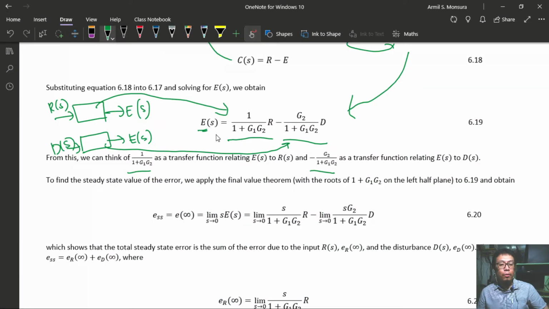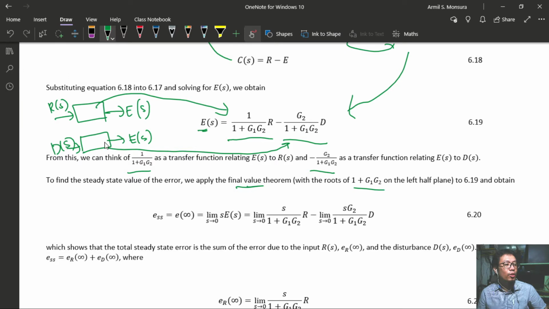Now, this is your error signal. What we are interested in is the steady state error. We will be able to find the steady state error by applying the final value theorem, and making sure na yung roots of 1 plus G1 G2 are on the left half plane. So we should make sure na itong dalawang system na to is actually stable.